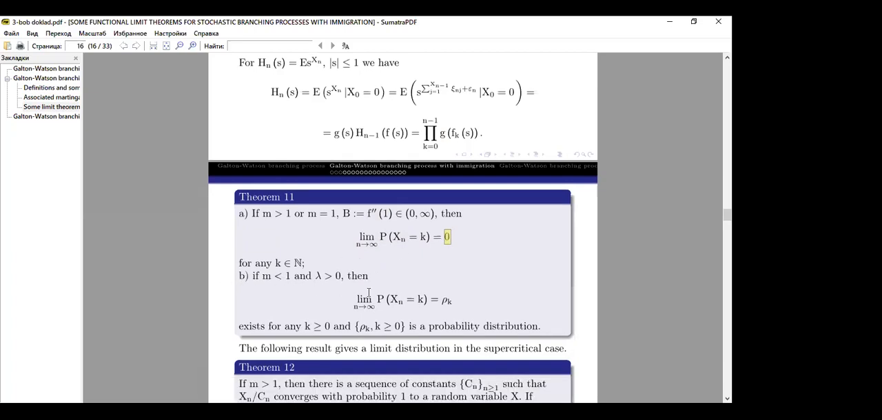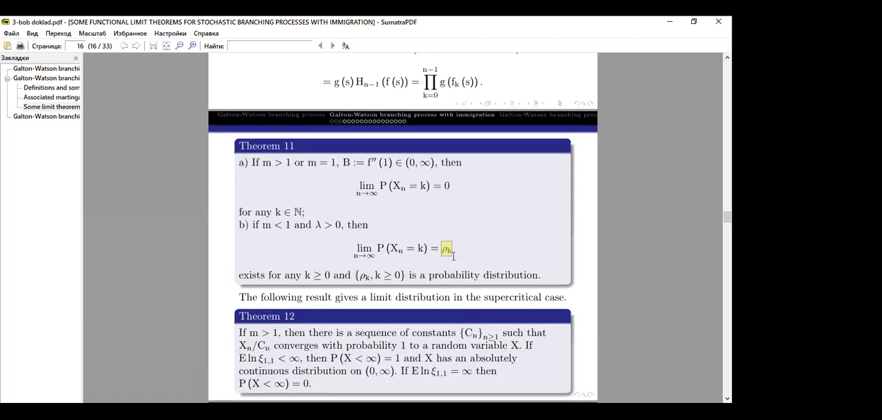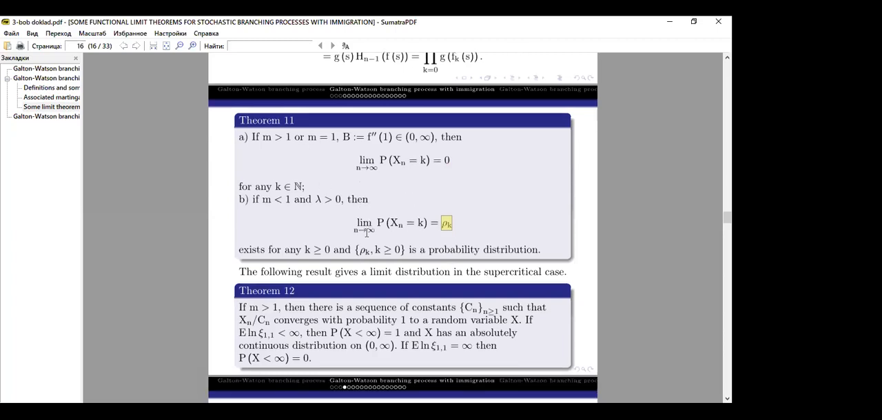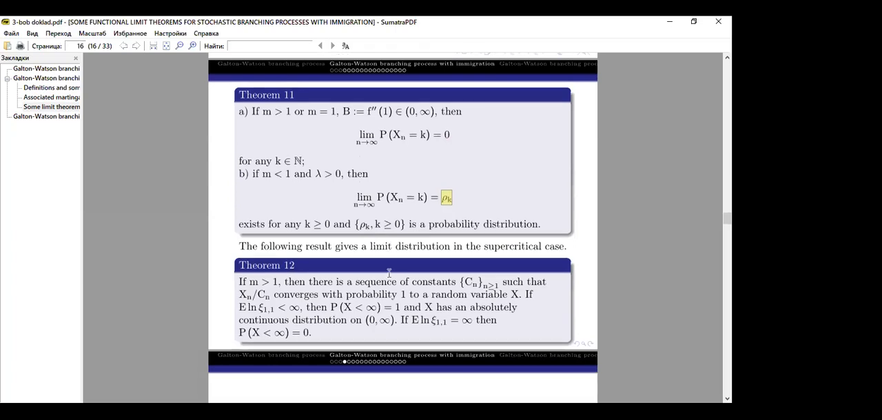In case B, we can say that if our process is subcritical, we have this limit, and this distribution, these numbers pk, this sequence of these numbers is a probability distribution. This theorem is well known, and the following result gives a limit distribution in the supercritical case.